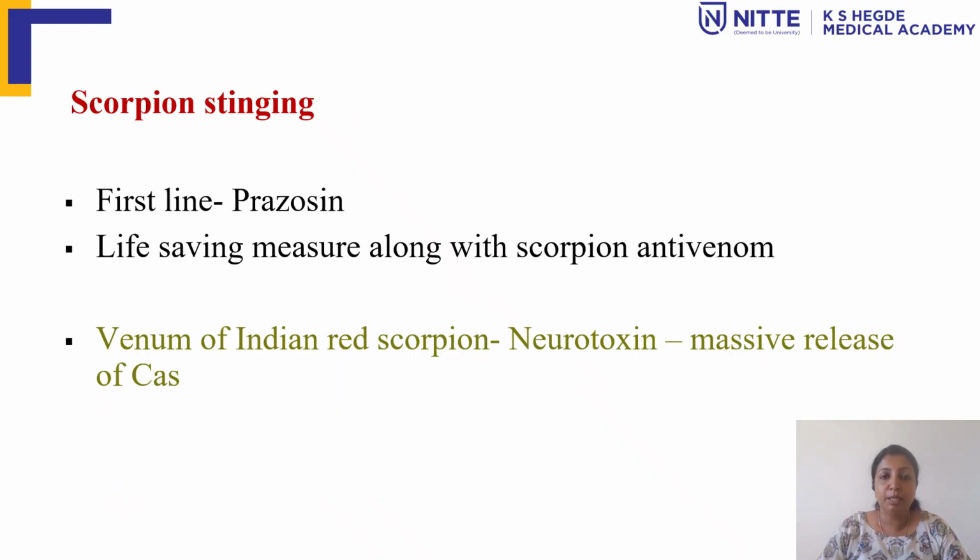Alpha blockers like prazosin are considered first-line treatment for scorpion sting. It is considered a life-saving measure when administered very early along with scorpion antivenom. Why? Because the venom of the Indian red scorpion contains a neurotoxin which can produce a massive release of catecholamines. By using prazosin, which blocks the alpha 1 receptor, we can inhibit the action of the catecholamines.